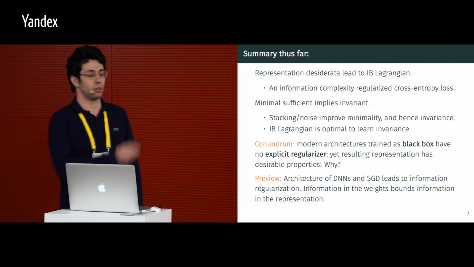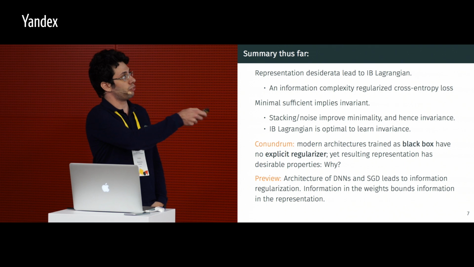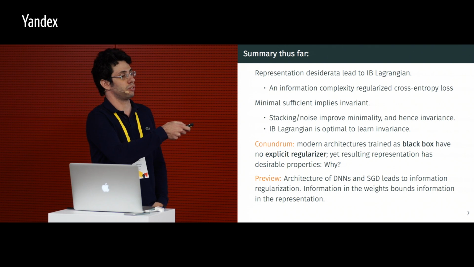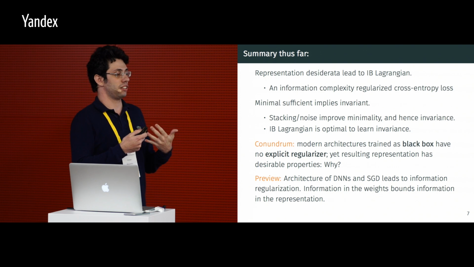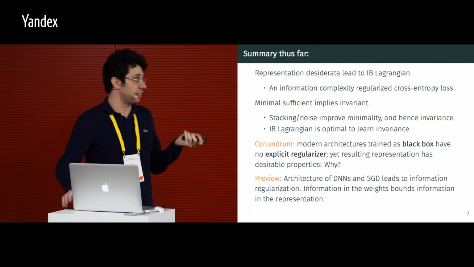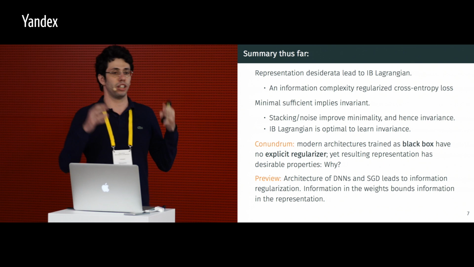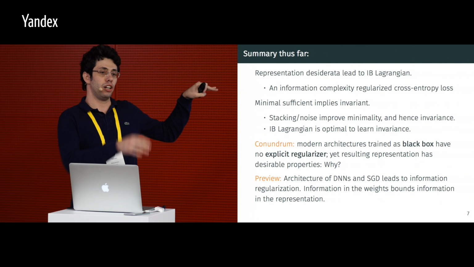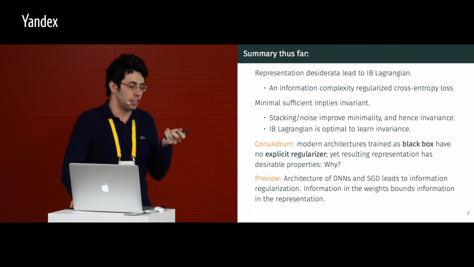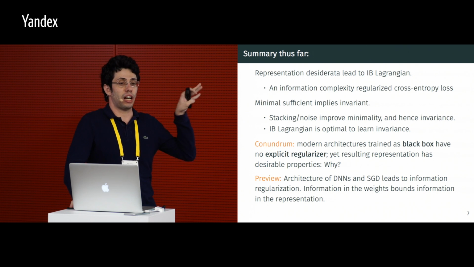But now we have a problem. Modern architectures do not use any of this framework. Even if they use regularization, they work without any explicit regularization. So for the most part, right now, the training of a deep neural network is a black box process, which is completely oblivious to the representation learned inside the network. So the key question now is, why do we always learn a good representation of the data, even using a training process which doesn't care at all about the representation that we are learning?